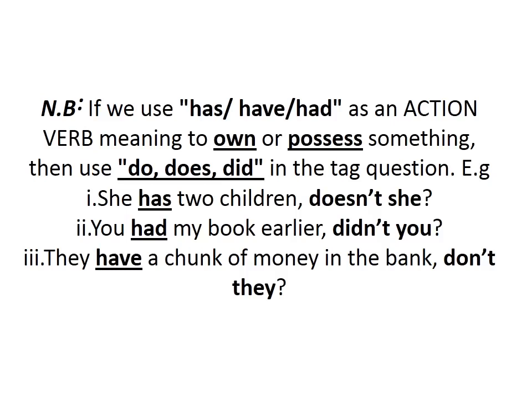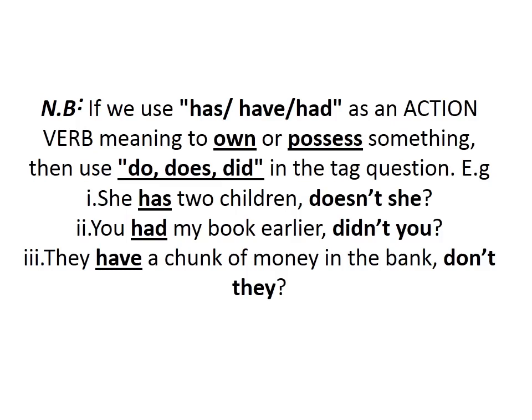This sounds awkward. Yes, because in this statement, the statement is showing who something belongs to. It is talking about possession or ownership of something. If a statement talks about ownership of something, there's a rule we need to follow. So let's go back to the rules. NB: If we use has, have or had as an action verb or main verb, meaning to own or to possess something, then we use do, does, or did in the tag question. Not the have, has, and had that we know to be auxiliary verbs.